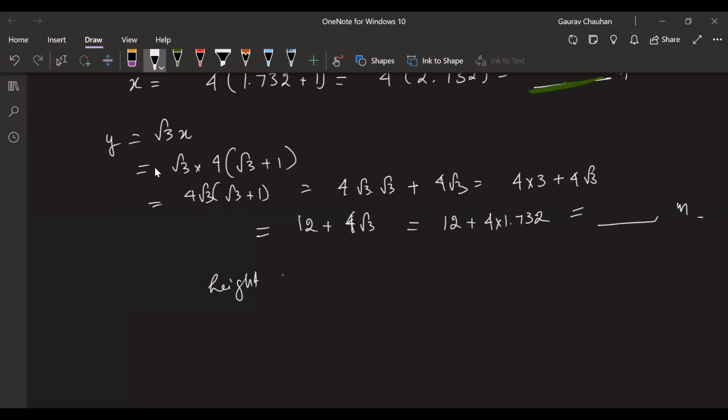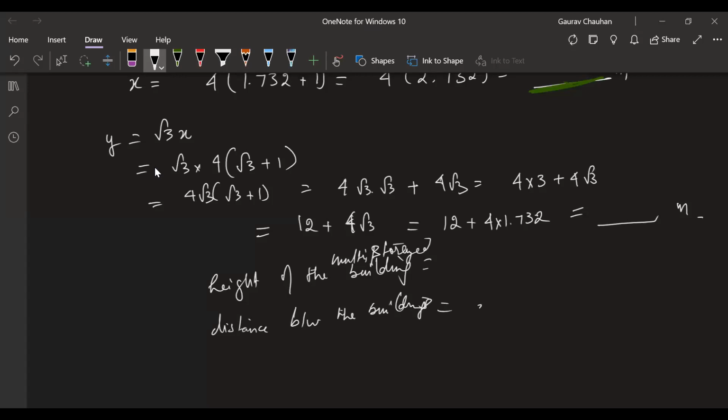Height of the multi-storied building. There are two buildings, so be clear of writing multi-storied building, and distance between the buildings is equal to y basically, and this is x plus 8. So you find that x plus 8 and put it there.